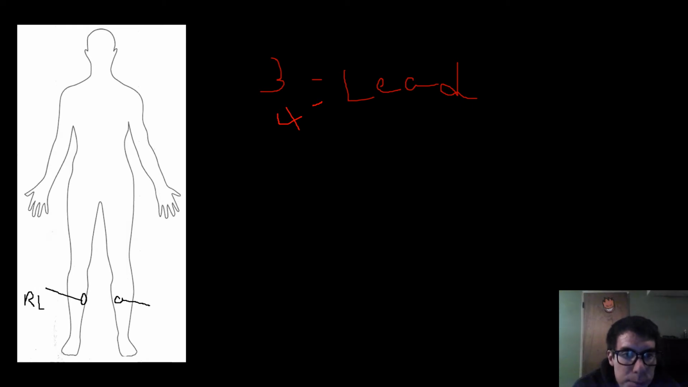So now I'm going to quickly, actually we'll just talk about leads now, since we just talked about the placements of electrodes. It would make sense to talk about leads now, and then we'll go into 12-lead placement. So when you put the electrodes on, it creates this kind of imaginary triangle, like so. Oh gosh, I need to redo that. That was terrible.